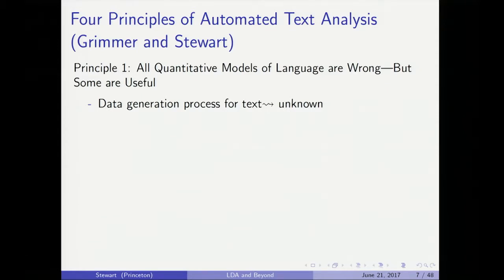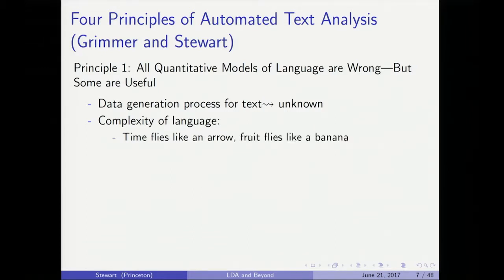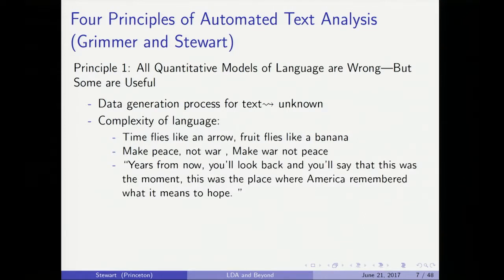And the idea here is that the data generation process for text is unknown, and is really, really complicated, right? People don't spew out bags of words. I mean, certain people in certain elected offices at the moment sometimes feel like they're spouting out bursts of words, but in general, we don't believe that's happening. And language is complex, so you get things like time flies like an arrow, fruit flies like a banana, right? There's a lot going on in that sentence that makes that work and makes that funny. Make peace, not war is another example where there's some complexity to the language. Make war, not peace is a whole different thing, right? Going back to the word order thing that Chris was talking about. And so you get these sentences that have a great deal of complexity that aren't just bags of words.